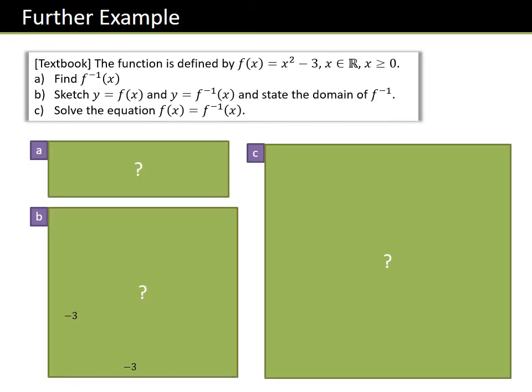Okay, let's have a look at another example. This is also from the textbook. And we have a function that's defined by f of x equals x squared minus 3, so a very simple quadratic. x is in the real set of numbers, and we've defined the domain of x to be greater than or equal to 0. Now normally we wouldn't bother to define it, but we want to find an inverse. That's the first part of the question.